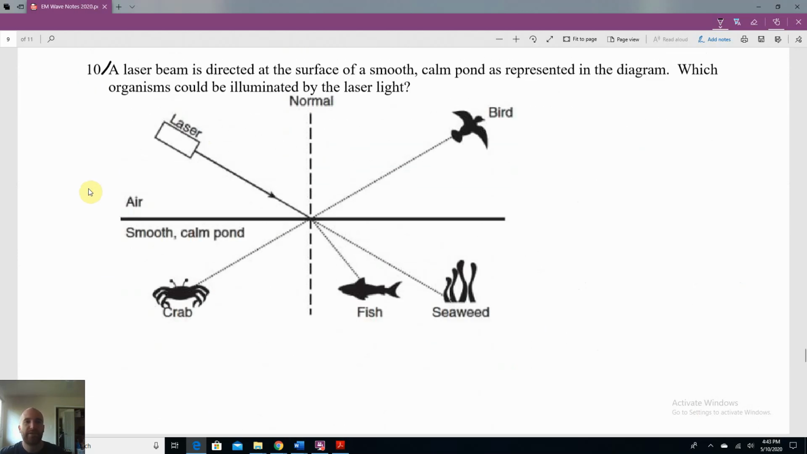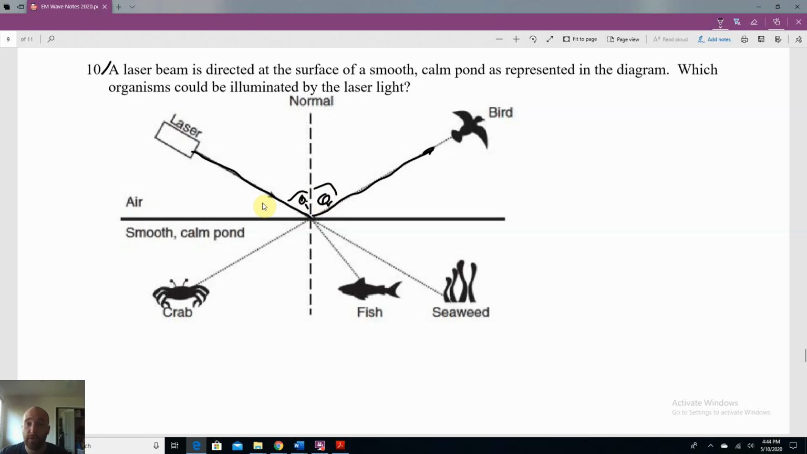So, a laser beam is directed at the surface of a smooth, calm pond, as represented in the diagram. Which organisms could be illuminated by the laser light? So we shoot light at a surface. And which of these things would get hit? Well, a couple of different things happen when the laser hits this new surface. Some of the light, like we said earlier, will reflect and bounce off towards the bird. So this bird would get hit by part of the laser because some of the light reflects. Notice we have this normal that we always use to measure angles, and the angle of incidence is equal to the angle of reflection.